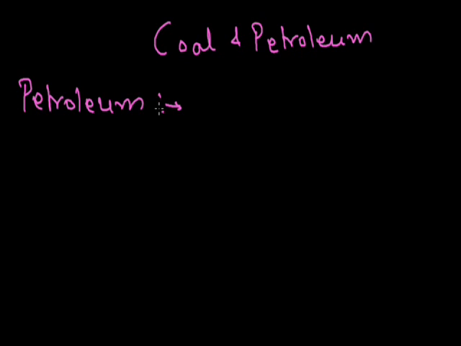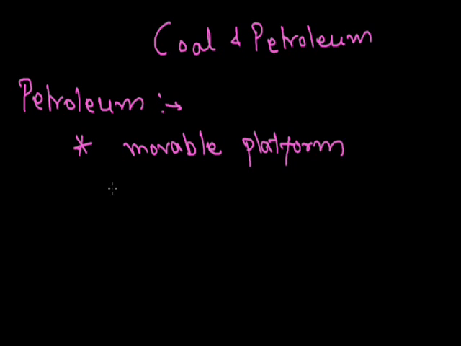Petroleum is nothing but the crude oil which is obtained from the deposits which are present inside the land. When it is present inside the sea, then movable platforms are used to take out the petroleum, like the one in Mumbai High. While if it is present on land, then a drilling rig is drilled and the petroleum is taken out.